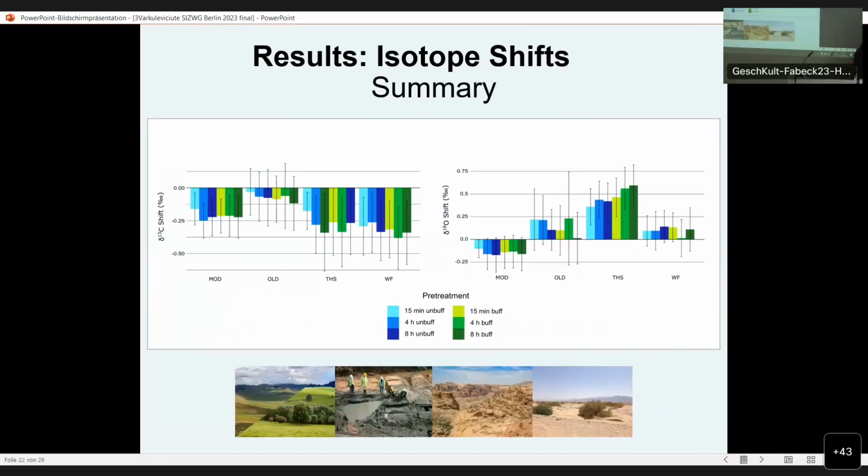And this is the summary, and interestingly, Oldenburg seems to be the most changed during treatment, but as you can see from the shifts, the average shifts for the carbon were actually lowest in Oldenburg, even though they looked the most diagenetically altered or poorly preserved.